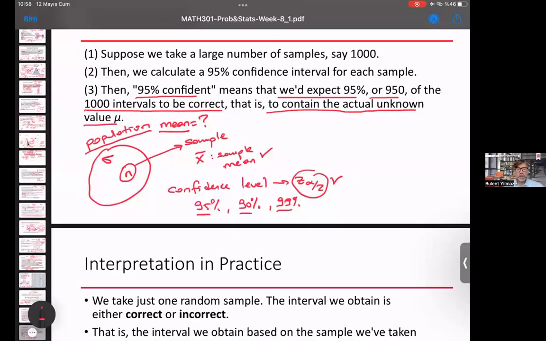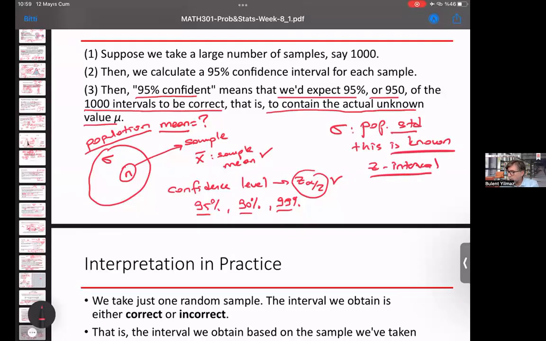Let me record this. I don't know the population mean. That's what I'm trying to estimate. But I know the population variance, okay? Population variance or standard deviation. This is known. This is called a Z interval. Population standard deviation is known, so it is called a Z interval.